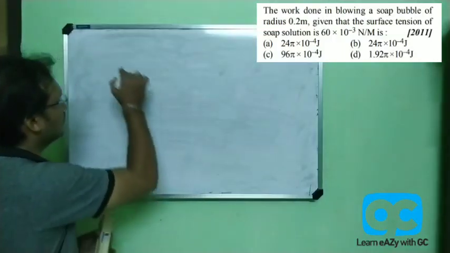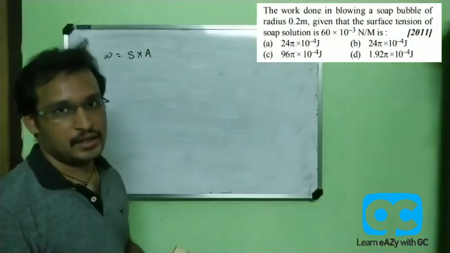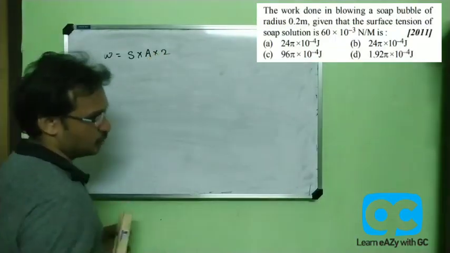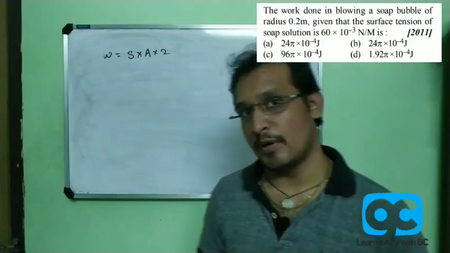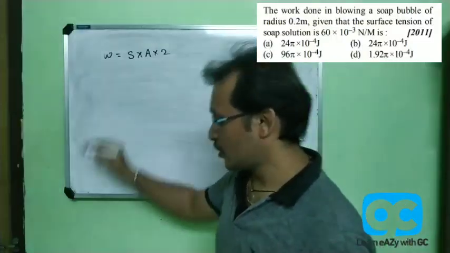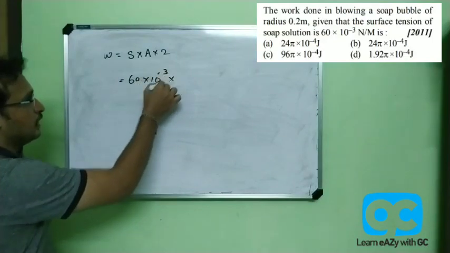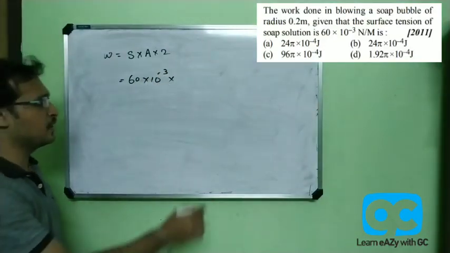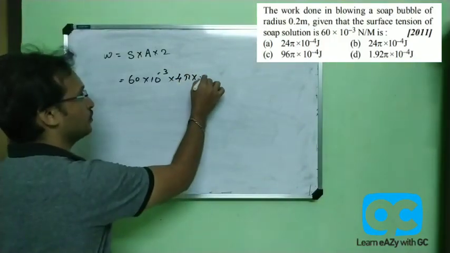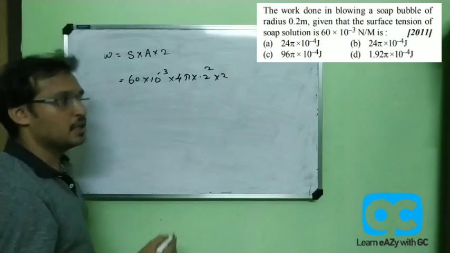So work done means a very simple equation. Work means surface tension into surface area. But here we have to multiply by 2. Why is this 2 multiplied here? Because I told you that a soap bubble has two surface areas, so you have to multiply by 2. The 2 represents two areas. So you will get surface tension, 60 into 10⁻³, into the surface area. What is the area of a sphere? 4 pi r square. Radius is given as 0.2. So 60 into 10⁻³ into 4 pi into 0.2 square, into 2. So this is our final answer.